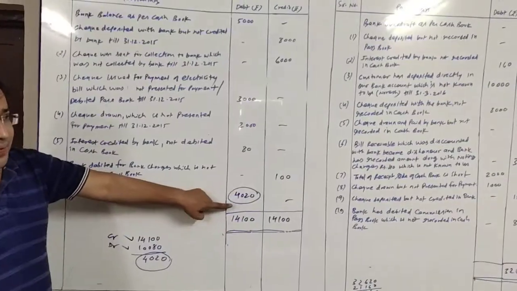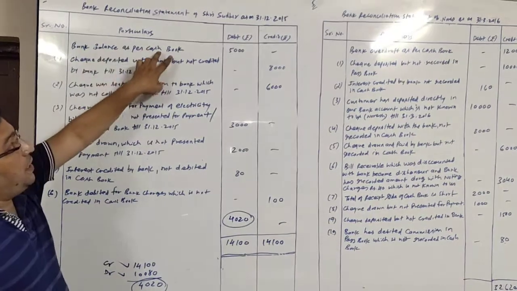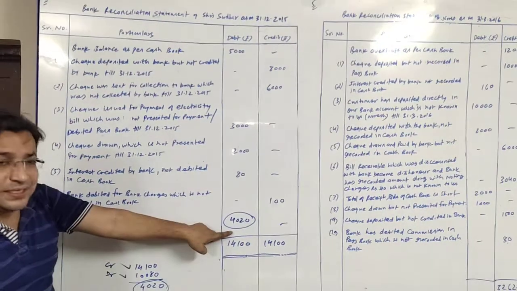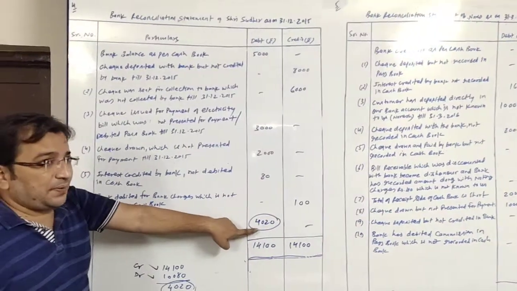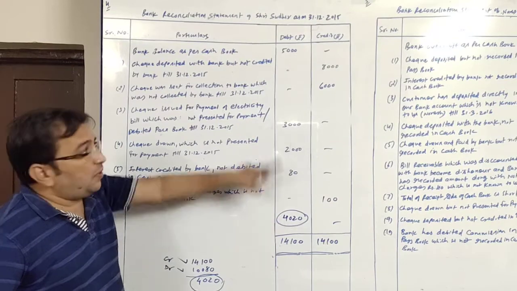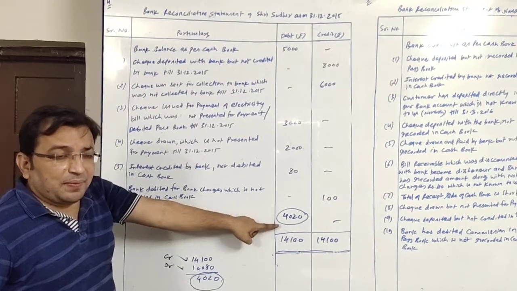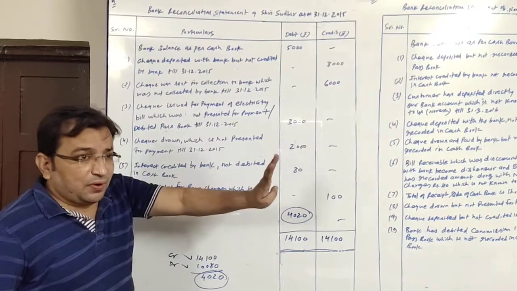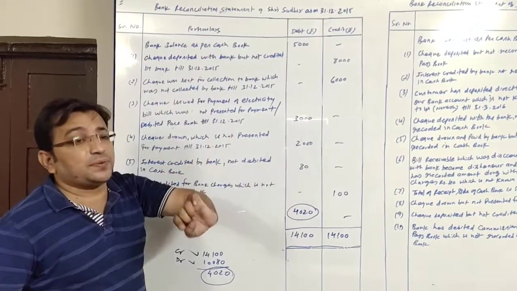Now we have to interpret this. Friends, we have started with the balance as per cash book, so this is the balance as per passbook. What is it? Balance as per passbook. When we start with cash book, we get balance as per passbook. Or if we start from passbook, then the answer will be balance as per cash book. Okay. So here we have started with cash book. This is the balance as per passbook.